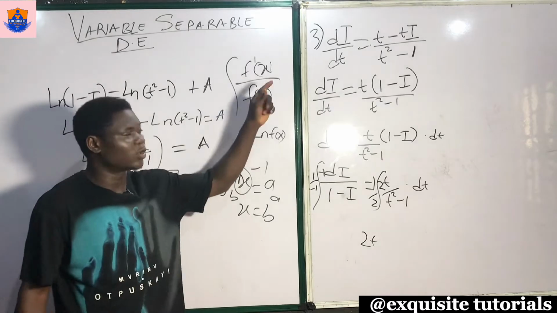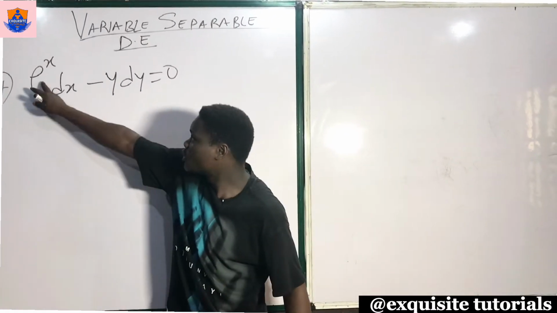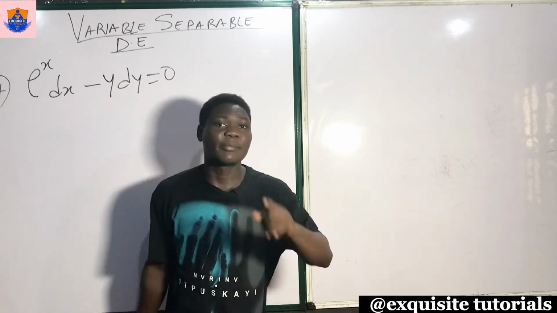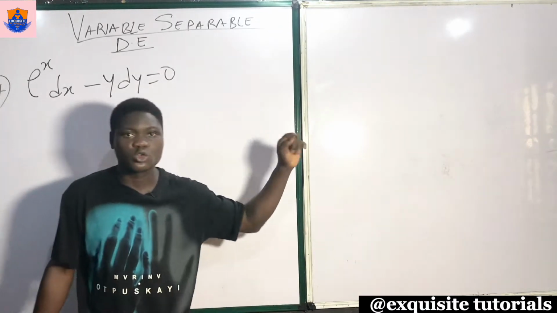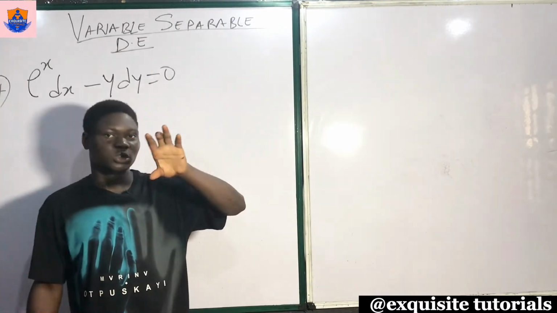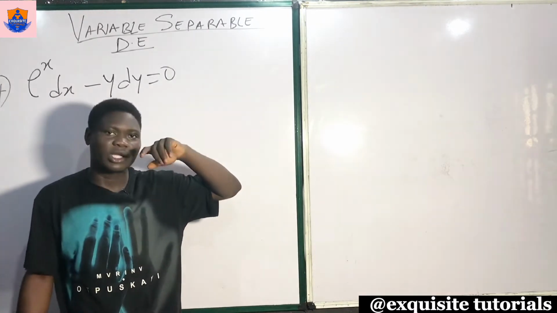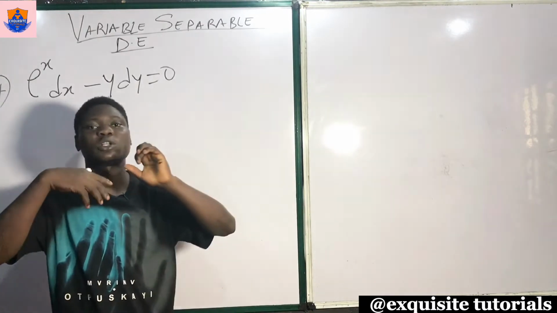So let's move over to question 4. This is question 4, which is e to the power x dx minus y dy equals 0. Mind you, in the first question we forgot to do something. We were supposed to substitute. They gave us some conditions. They said at x equals 1, y is equal to 0. So you can actually do that on your own.